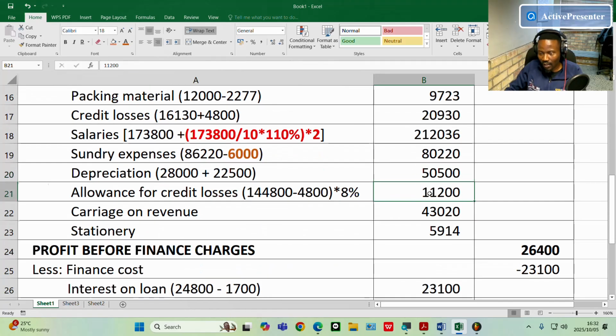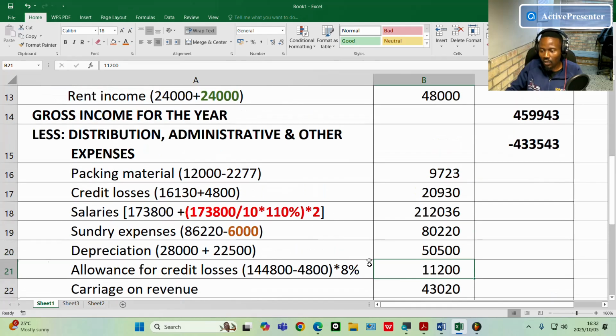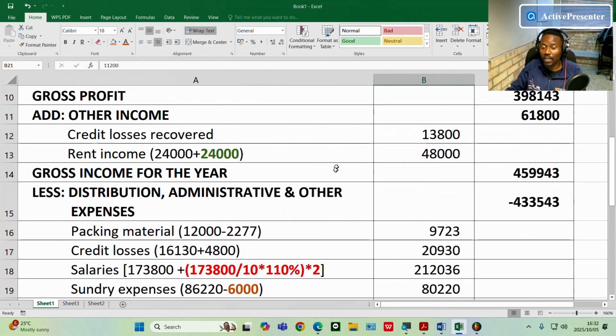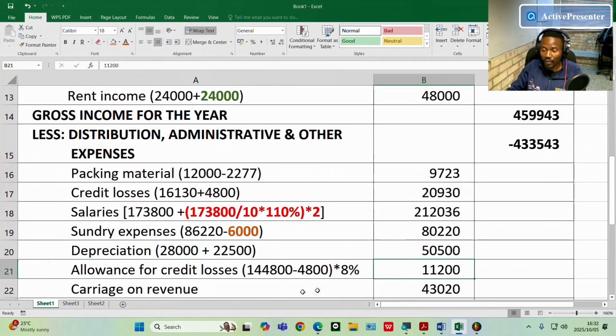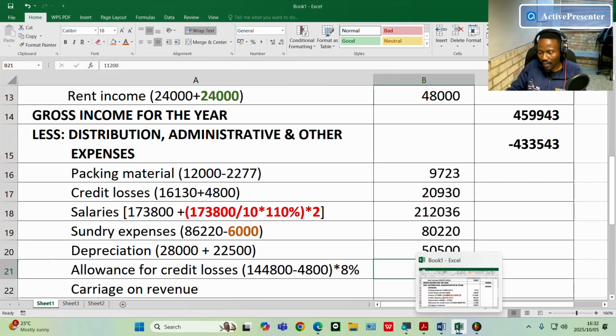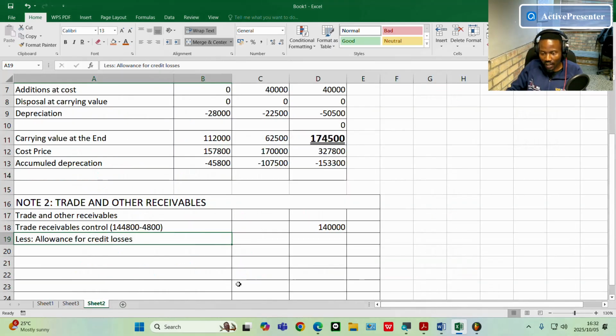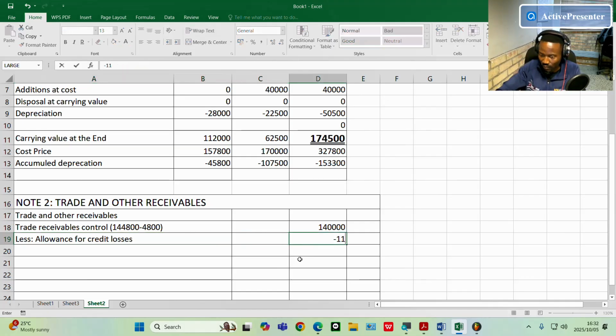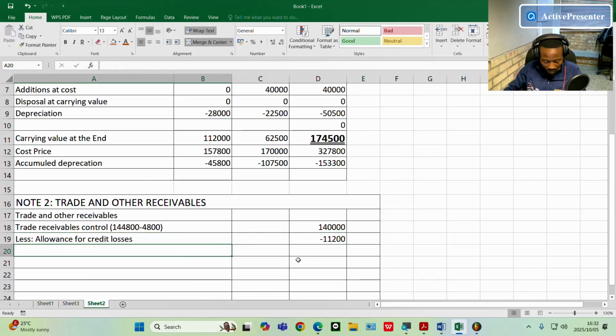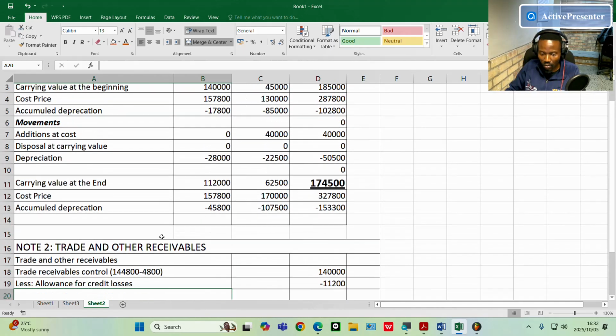Yes, 11,200. Sometimes they will ask you to adjust. So remember, if you are required to adjust, it could be a profit or a loss. But what you take is the calculated amount. This amount was calculated. So you will take the calculated amount, not the adjustment. You take the calculated amount as it is. So it's 11,200. Right. We move, and now we are going to add income receivable.